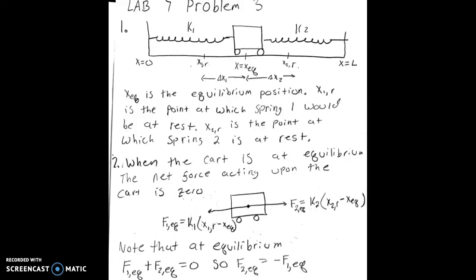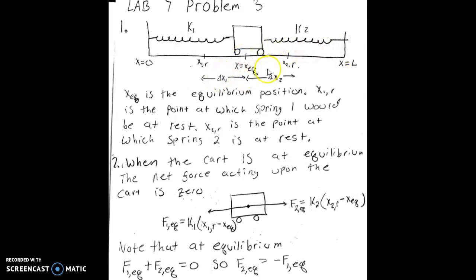Okay, so Lab 7, Problem 3. Now we have a cart that's attached to two different springs. It can be displaced from its equilibrium position, and it's going to oscillate back and forth. So here I said that x equals 0 at the left-hand side and x equals L at the right-hand side.